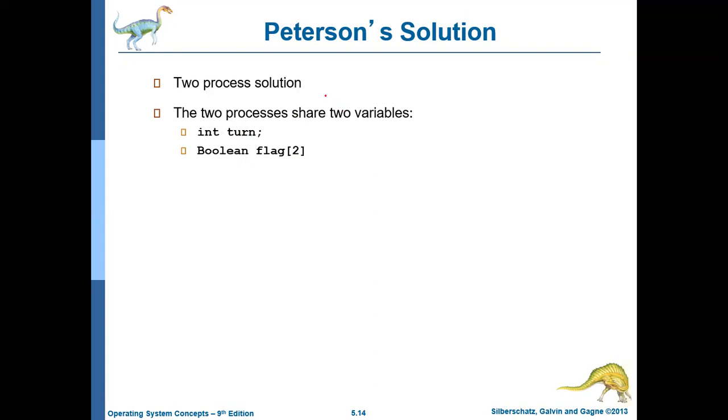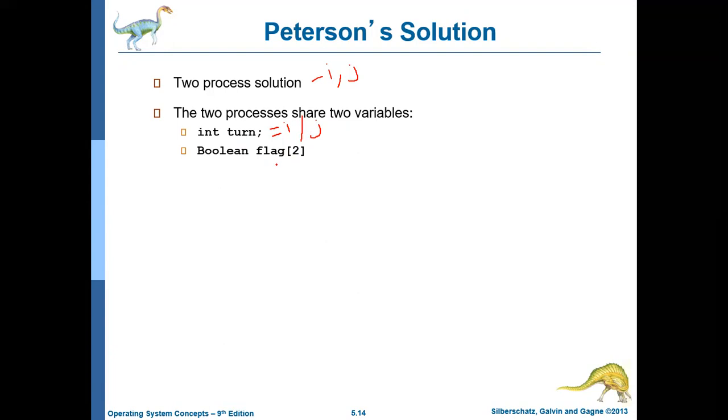If we consider the two processes as i and j, then turn can hold either the value i or j. If turn is equal to i, then it is the ith turn to enter the critical section. If turn is equal to j, then it is the turn of the jth process to enter the critical section. Similarly, we have another variable, flag of 2, which is a Boolean variable.